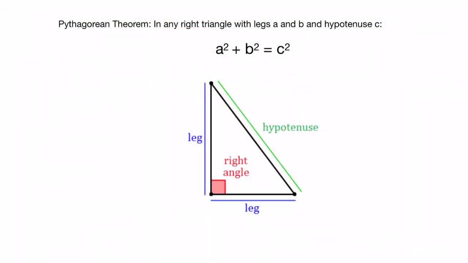We've talked about the Pythagorean theorem before, so let's start with a quick review. First, this theorem works only for right triangles, which are identified by the 90-degree or right angle, often shown in the little corner. So this guy right here.